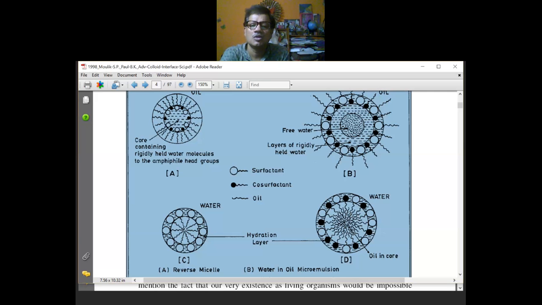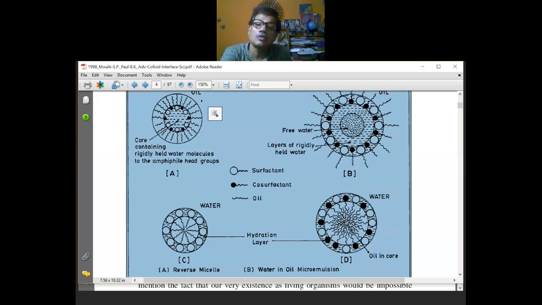In the normal micelle, the surfactant head groups would be oriented towards water. The hydrocarbon chain will be oriented inwards. This will be mostly hydrophobic in nature. The core of this micelle can accommodate some oil molecules, that is, some hydrophobic component. This is the normal micelle, and here this is a reverse micelle where the continuum is oil.